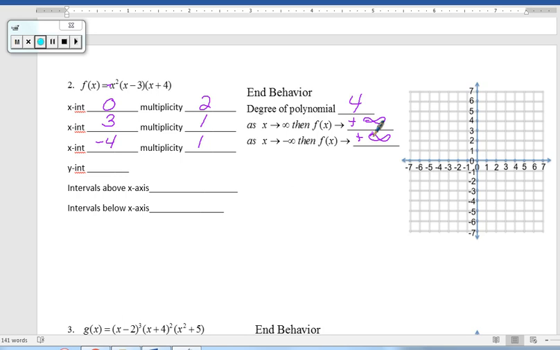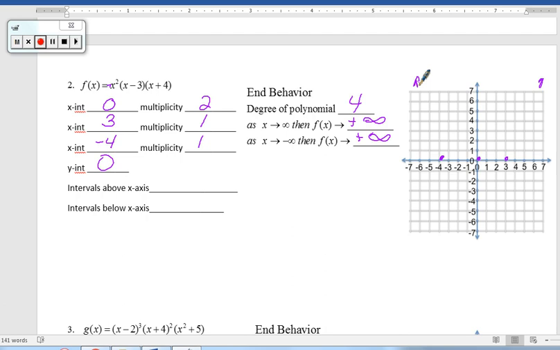Since we have an x-intercept at 0, it means our y-intercept will be at 0 as well. All right, so let's put the zeros on here. We have one at 0, one at 3, one at negative 4. I know both end behaviors should be occurring heading up.